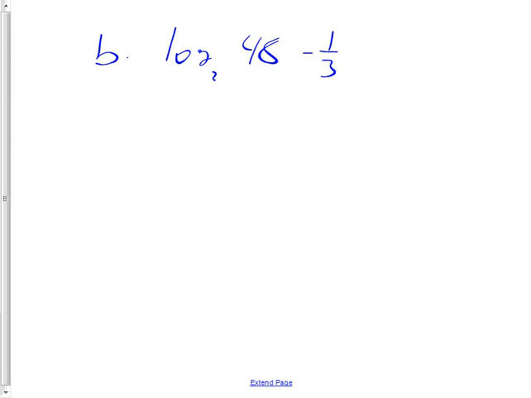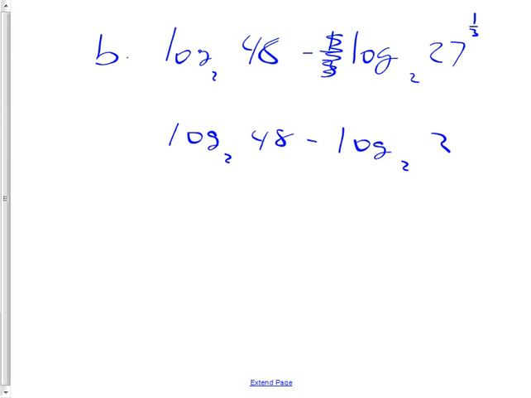Minus 1/3, and right away I'm thinking, let's move that 1/3 up to an exponent position. Log base 2 of 27. And as soon as I move this 1/3 up here, do you realize that 27 to the 1/3 is something you know? It's 3. So now all of a sudden the problem's way easier. It's log base 2 of 48 minus log base 2 of 3. And now it's just a simple combine.